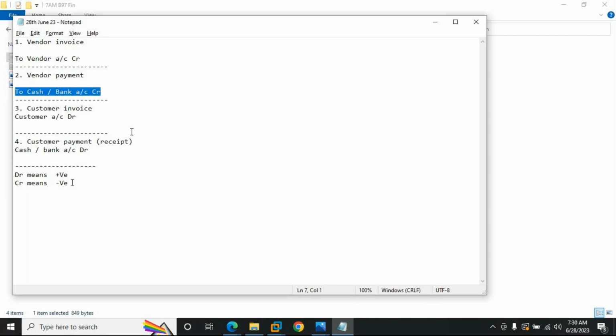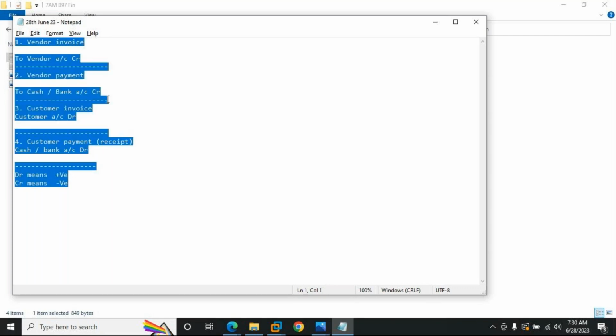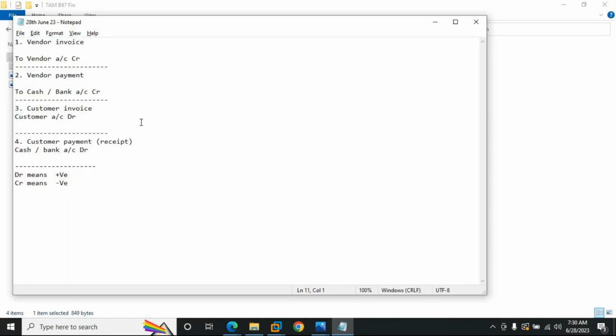So these four transactions I will teach you over the next 2 weeks, every day. It is not complex, it is simple. It is very simple commerce. If you are clear about positive and negative, that is enough.